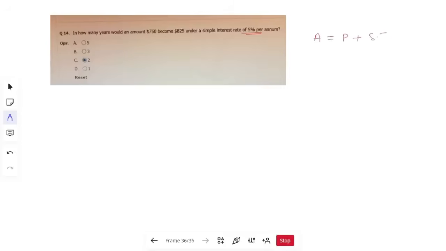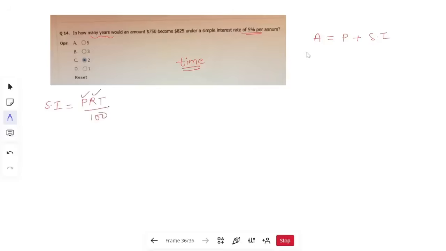So in simple interest, we have a simple formula, that is amount is equal to what? Principal plus simple interest. Okay, now we have to find what? We have to find how many years, which means we have to find the time value. Okay, just understand that. So see, in this formula, where is time? There is nowhere time, right? But you have to understand that there is a formula of simple interest which is PRT by 100. Here P is the principal, R is the rate, T is the time.